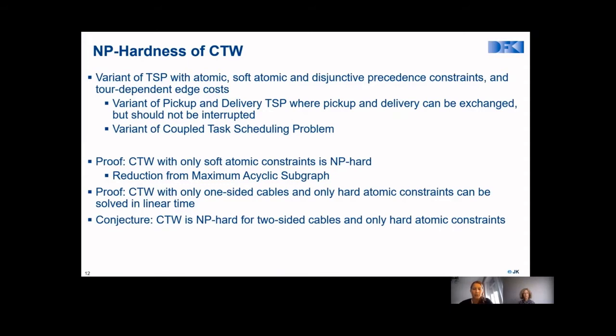In the paper, we further provide a proof of the NP hardness of the CTW problem. In particular, the CTW problem with only soft atomic constraints and just 1-sided cables is NP hard. We prove this by a reduction from the maximum acyclic subgraph problem. On the other hand, we show that the CTW problem with only 1-sided cables and only hard atomic constraints can be solved in linear time. We further conjecture that the CTW problem is actually NP hard, even if we just have hard atomic constraints, but we also have 2-sided cables.